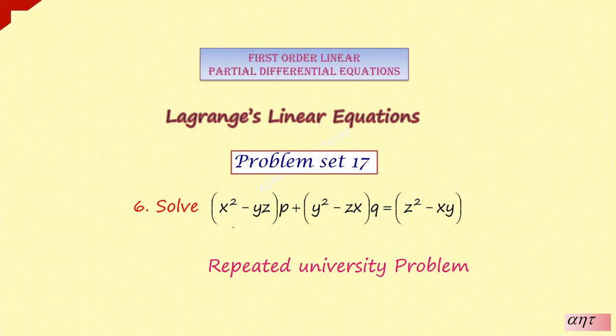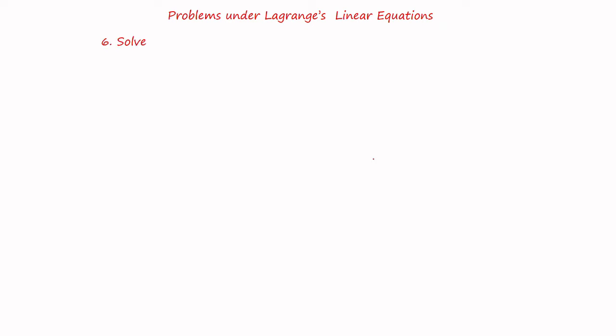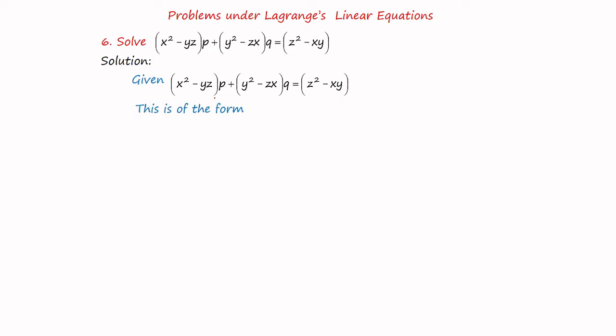x squared minus yz into p plus y squared minus zx into q is equal to z squared minus xy. Solve this problem. You have to write the given form of the problem. This is capital P into small p, capital Q into small q, and this is R. So this is of the form Pp plus Qq is equal to R. This is Lagrange's form that you have to mention in your problem.